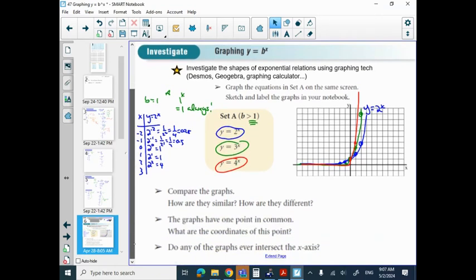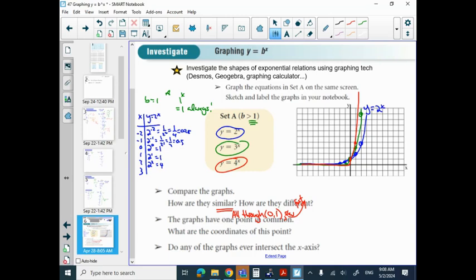Okay, so if we're comparing the graphs, how are they similar? How are they different? Well, similar, they all go through (0, 1). So they all have the same y-intercept, (0, 1). They all have a slow section and a fast section going left to right, right? So they all have this pattern of slow increase to fast increase, going left to right. Rather than trying to give words, I just use the picture.